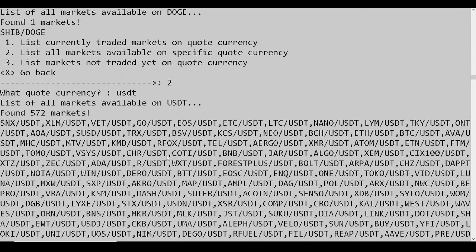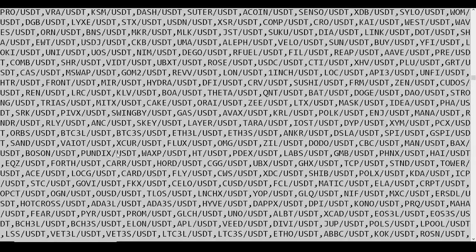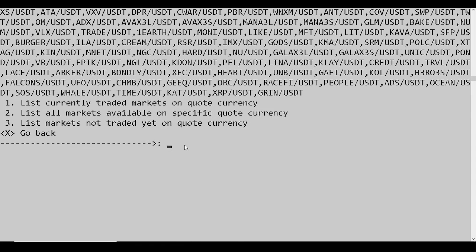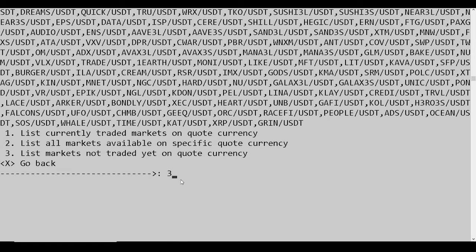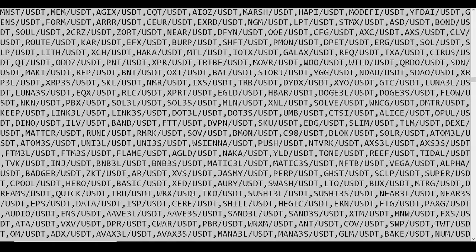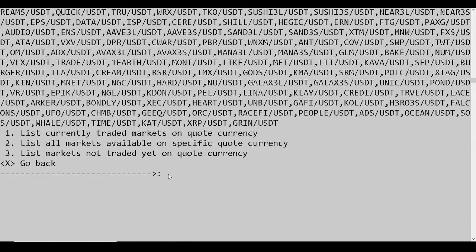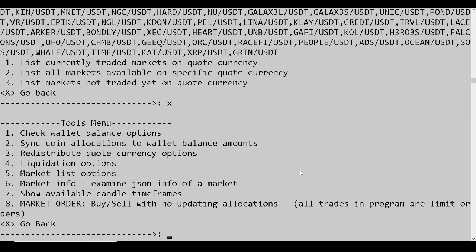You've got 572. It's gone up another 50 since the last time I looked, to trade. And you can also do list markets you haven't traded yet on a specific quote currency. These are the ones I'm not trading yet. However you get your list, doesn't matter. Well, it does. I mean, you should pick high volatility coins, also high volume coins.